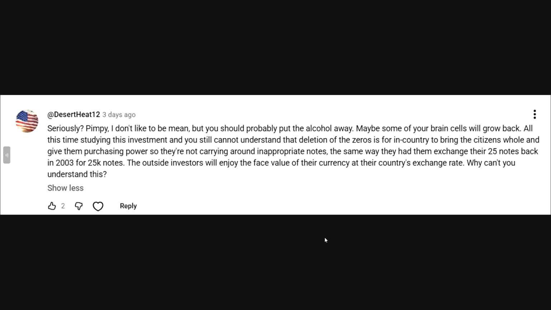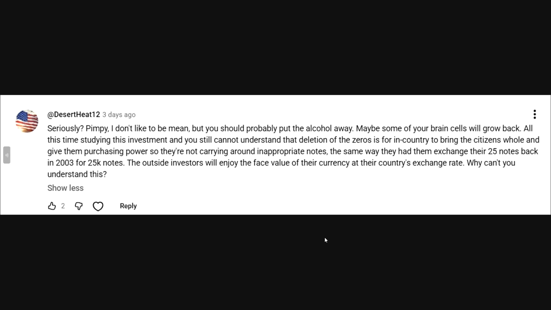Explain to me how it is that I'm wrong. Even though I just showed you what the internet says a deletion, a lop, or the removal of zeros is. It's a redenomination. It's the removal of the zeros off the face value of the currency. In that article, it showed you 1,001, taking the zeros off. Pimpy's always right. Cannot understand the deletion of the zeros in country to bring the citizens whole and give them purchasing power so they're not carrying around inappropriate notes.